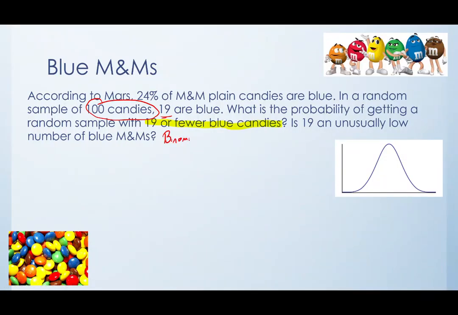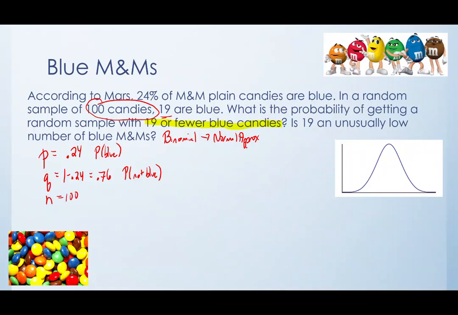We are going to do the normal approximation to the binomial because we're working on chapter 7. So we know the probability of success is 0.24, right? Probability of blue. We know that the probability of failure, 1 minus 0.24, so that'll be 0.76. So that is our probability of not blue. And we know our sample size is 100, right?